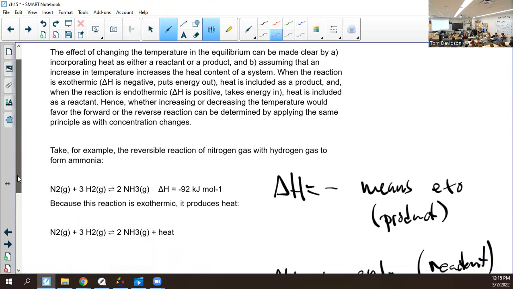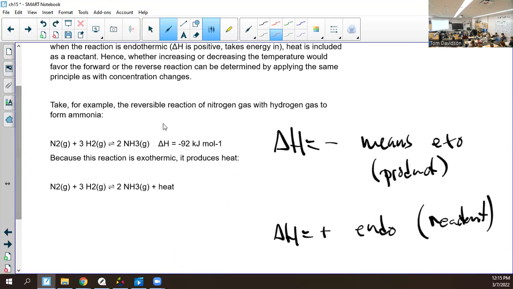We have ammonia again. It says that delta H is negative, which means that this is an exothermic process. Exothermic means heat exits the system, or it means that it's a product.